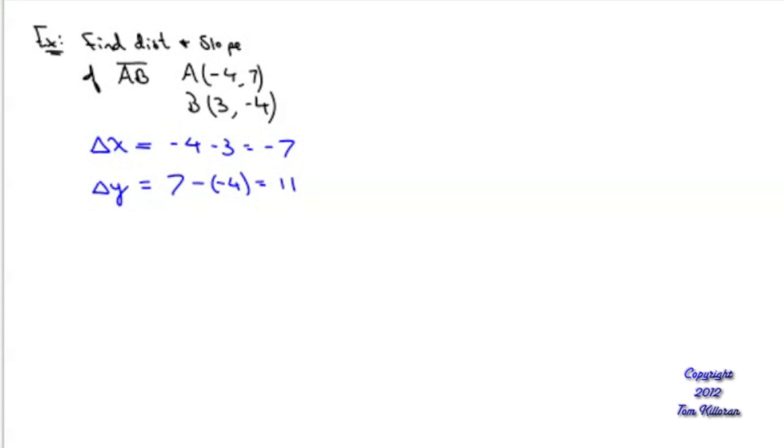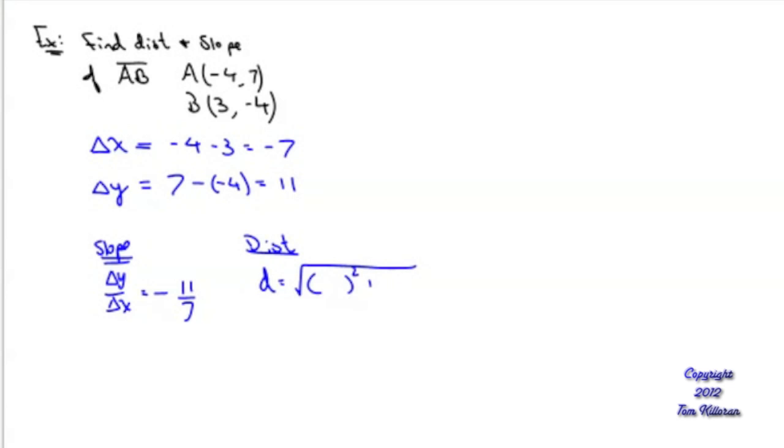All right. Now we can answer both questions. Easier one, slope. To find the slope, you do change in y over change in x, which is going to be negative, so negative 11 over 7. Make sure you get those y's on the top and the x's on the bottom. And then if you want to find the distance between the 2 points, you say d equals the square root of something squared plus something squared. And the first something is delta x, and the second something is delta y.